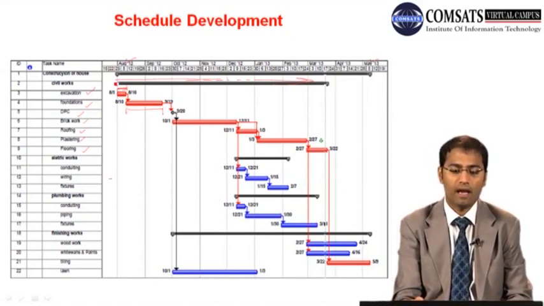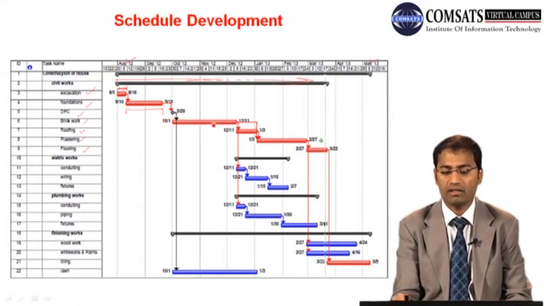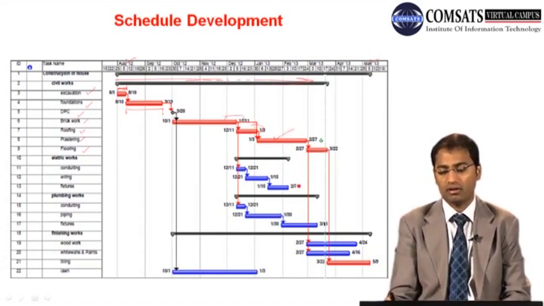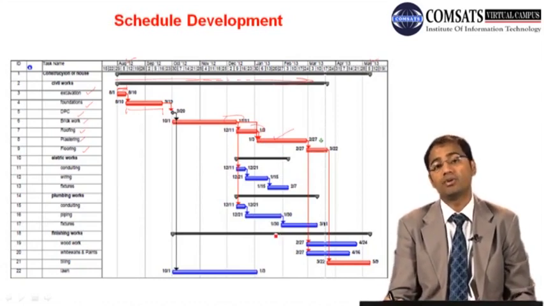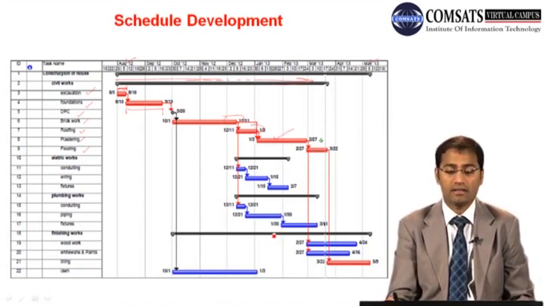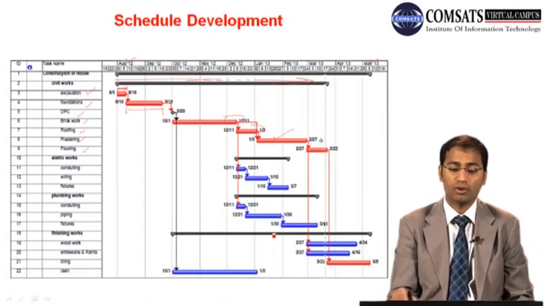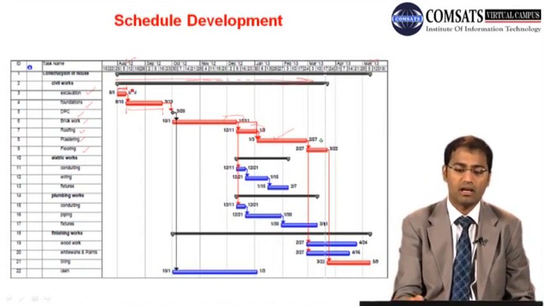And similarly we are having relationships. So this activity will start when this activity finishes. So this activity is dependent on this activity. This activity is dependent on both this and this activity. So this is one way to show the relationship, and the total duration of the project is given over there.